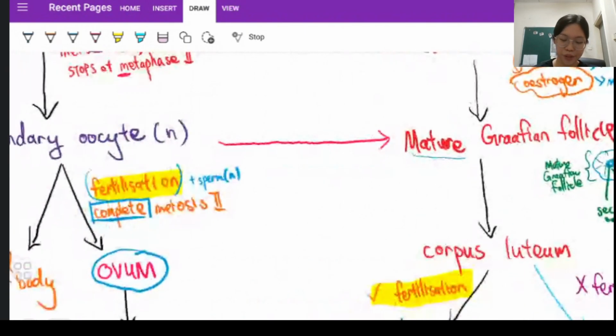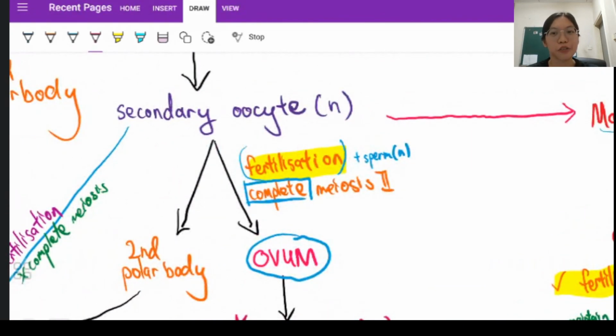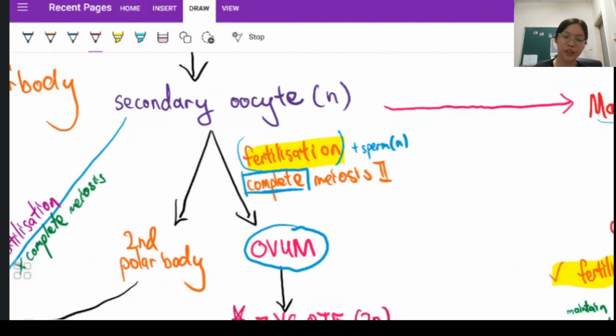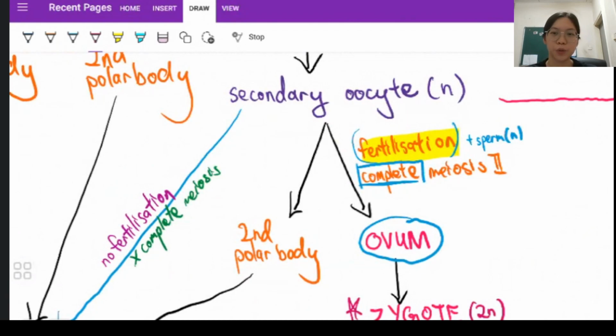The secondary oocyte that is now finally released is waiting for the sperm to come. It is released already, and in the fallopian tube it waits for fertilization. The secondary oocyte will only complete meiosis 2 to form the ovum and second polar body if fertilized. It is very particular. If there's no sperm, it will not complete meiosis 2, and will end up dying, degenerating.